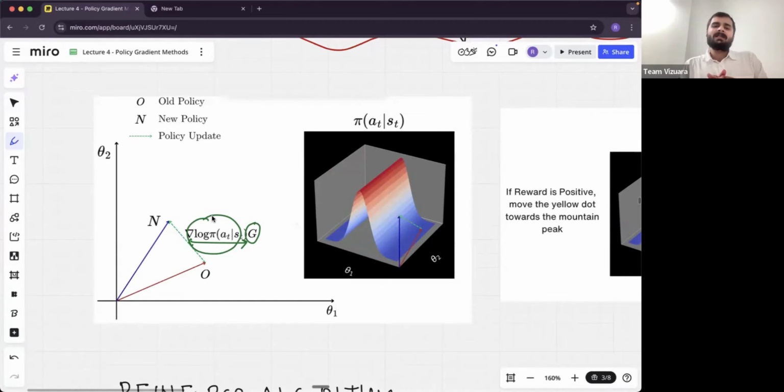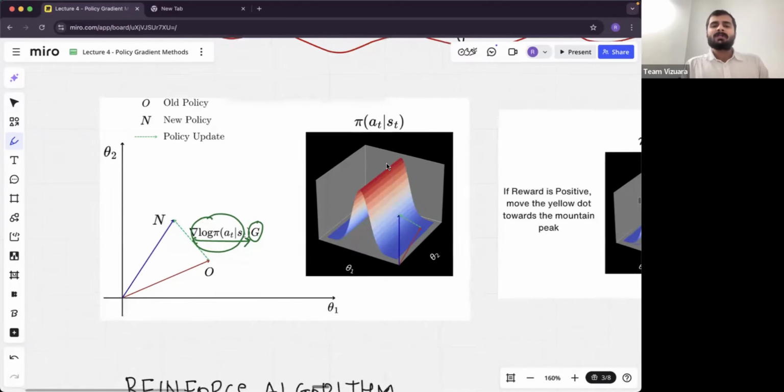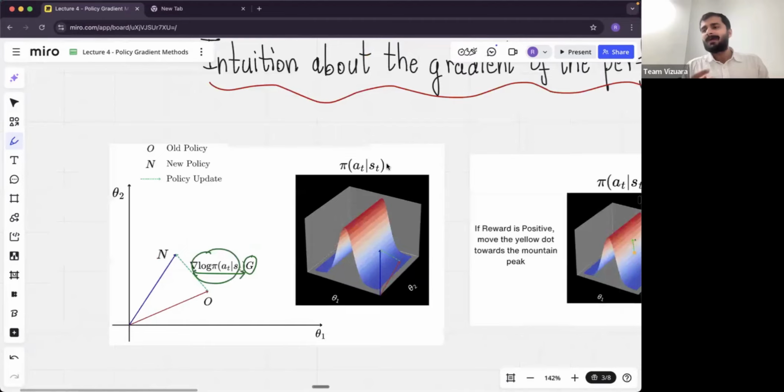But grad of log pi essentially gives you how to navigate through the mountain so that you reach towards the peak of the mountain. And this is exactly what the gradient of the performance measure tells us. It gives us a direction to move to reinforce good actions and penalize bad actions. That is what I want you to understand: the main essence of the gradient of the performance measure.